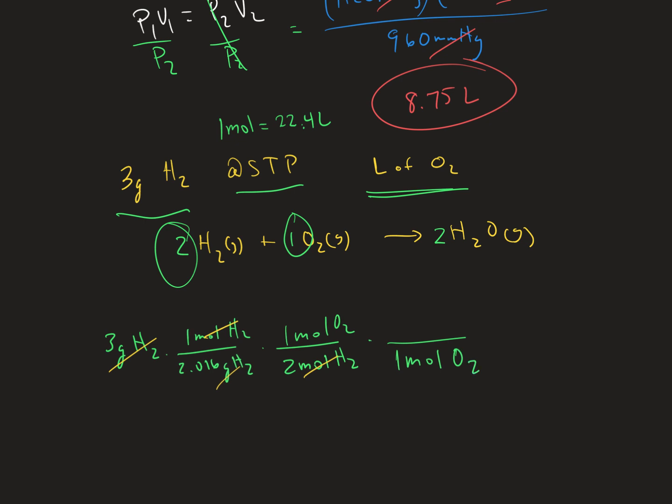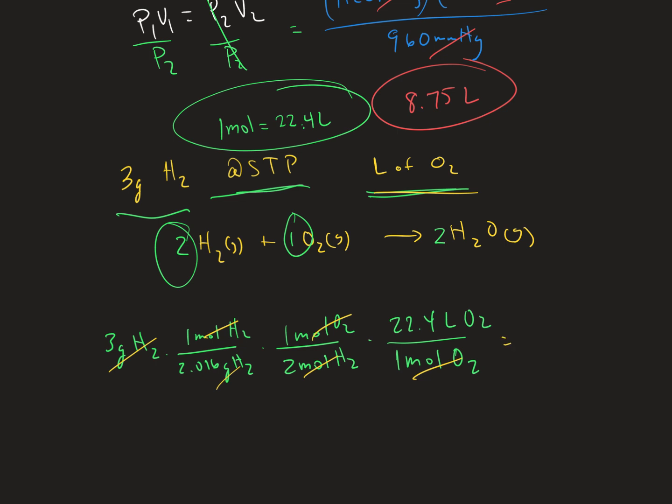Can we go straight from moles to liters? Yes. Since it's at STP, we know this value, right? 22.4 liters of O2. We're at liters of O2, that's what we're looking for. That tells us we're done converting. Now we just multiply and divide.